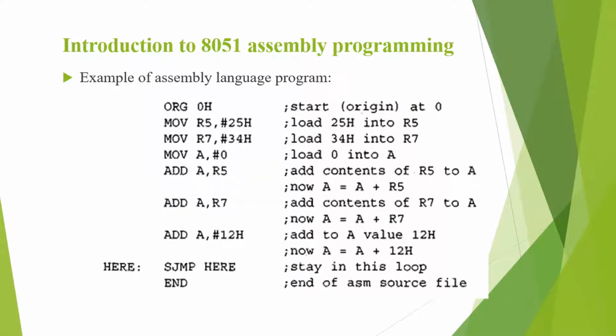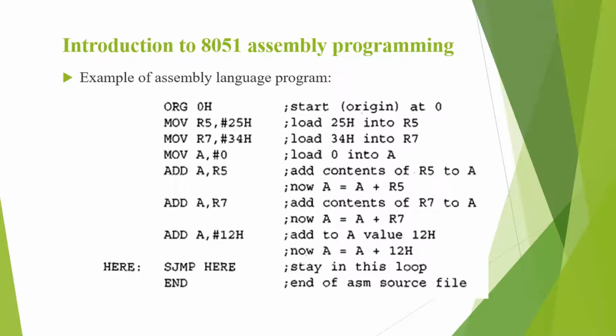Let us see an example of an assembly language program. We have the first line of code, that is ORG 0H. ORG is the assembler directive. It will direct the assembler; ORG is the directive used to indicate the beginning of the address. So the number after ORG will be the location or address of the value.